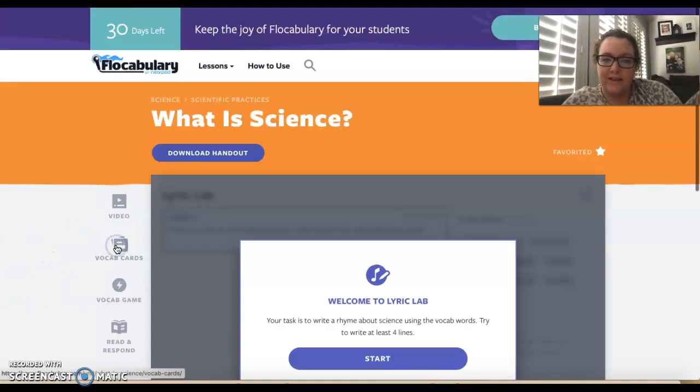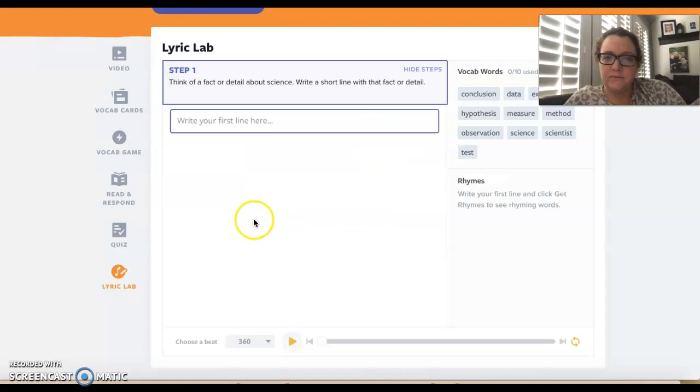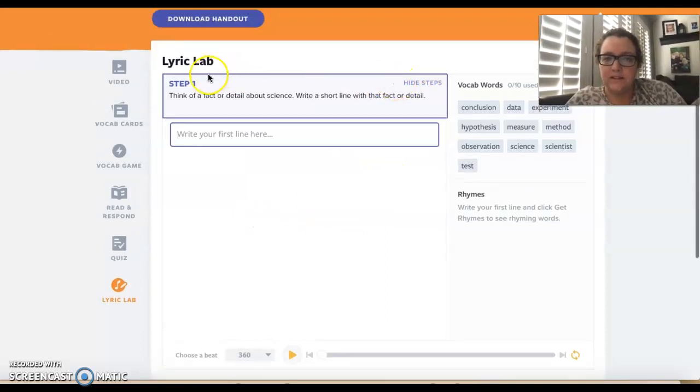And then the last little tab is Lyric Lab. And this will give you a little task to do with each word. Think of a fact or detail about science. Write a short line with the fact or detail. So you're just going to type a fact about science, and here are your vocabulary words.